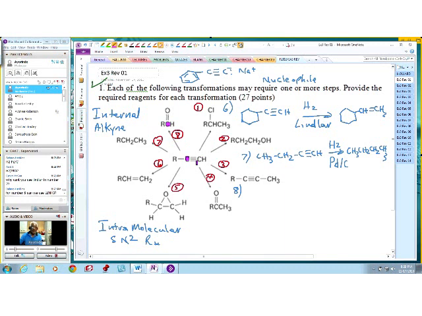Somebody says, for number 6, can you use lithium in ammonia? Yes, you could use lithium in ammonia for number 6. I thought I said that also. Yes, you could.